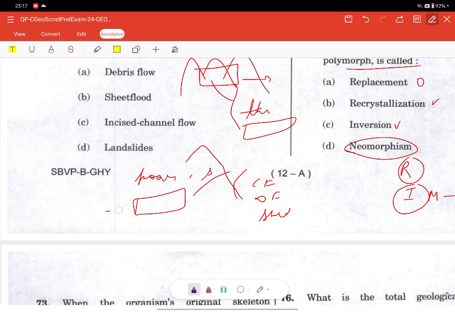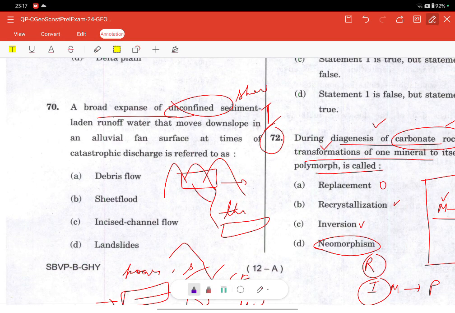Thin and laterally continuous layers are there, with weak or absent internal structure, and it is common on the middle or distal part of the alluvial fans. So why broad expanse is the key phrase here is because it is a lateral spread, and unconfined means they are not in channels, and sediment laden means that the transport and deposition are occurring together. So these three uniquely define sheet floods. Why are the other options not working? Because debris flow is viscous, matrix rich, matrix supported, channelized.